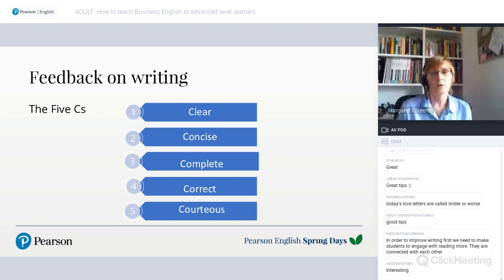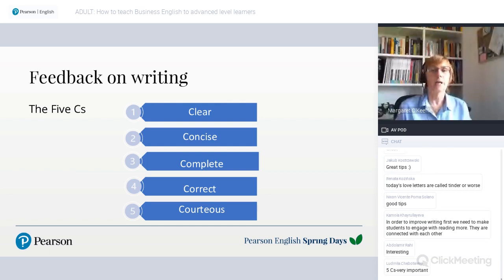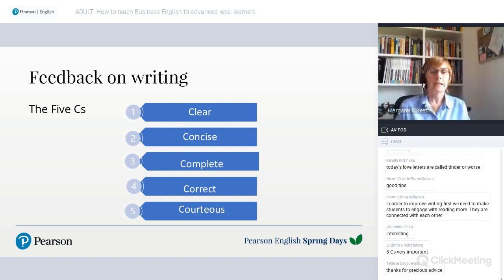So I would want to look to see how clear it is, how concise it is. This is where you find that students maybe are not using paragraphing well enough, or they're not using pronouns to substitute for nouns. They're not using a good variety of vocabulary, so they might be repeating the same word over and over. I'll look to see how complete it is.